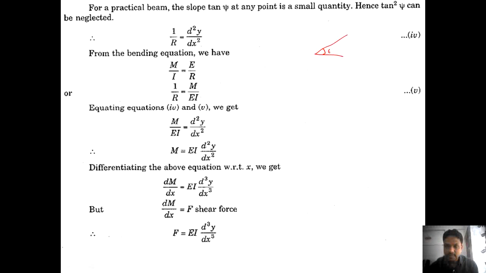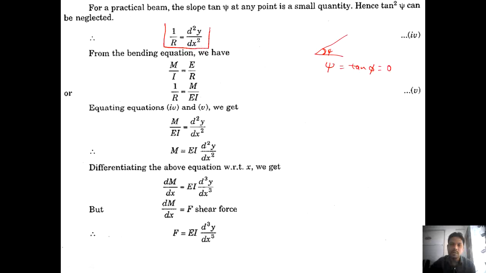This was our phi. If this angle is very small, then tan phi equals phi, and that value is very small, so we can consider it as 0. Since we have considered that this angle is very small, we can neglect that bigger term, tan square phi. That could be taken directly as 0.